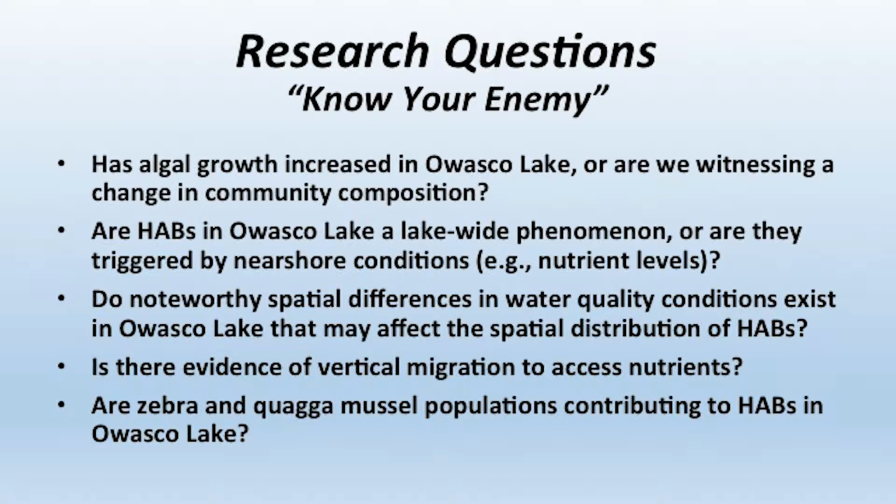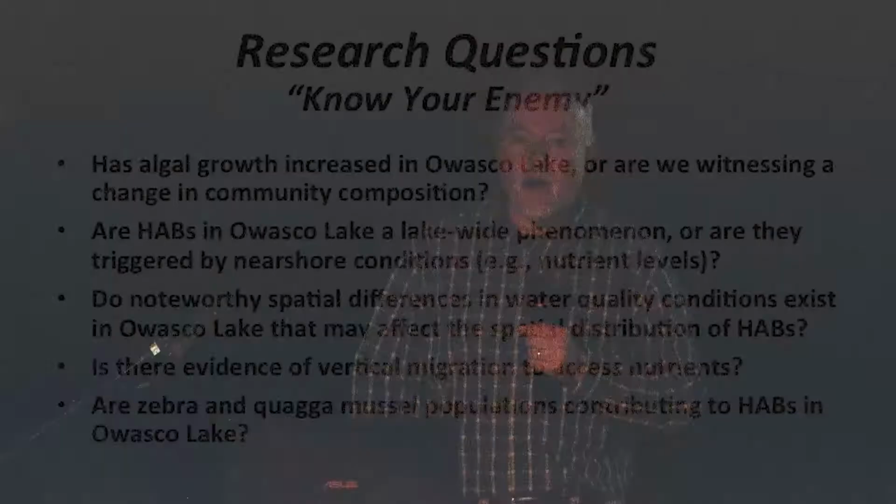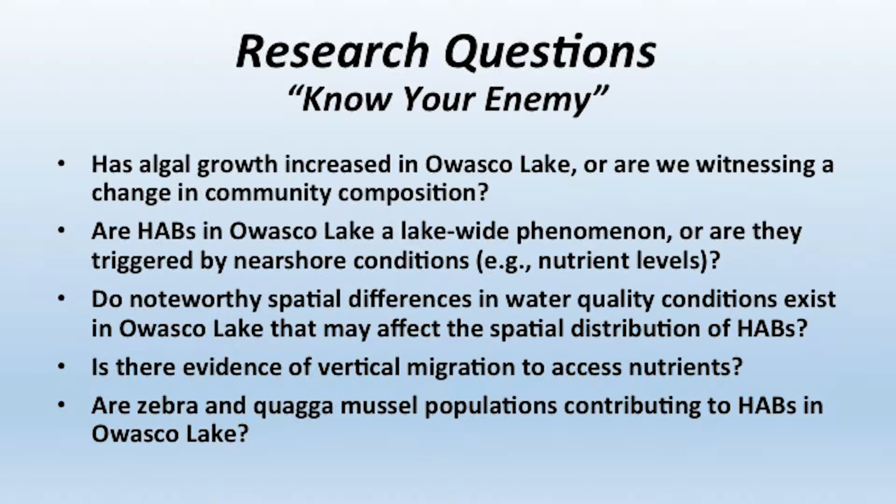Another question is there any evidence that cyanobacteria are migrating up and down in the water column? They're known to migrate down to lower waters where there's more nutrients, and they'll do that at night. And then when they're full of nutrients, they'll float up to the top and get in the light, and they'll do that day after day. It's important to understand whether they're doing that or not, and where they may be getting their nutrients. And finally, have zebra and quagga mussel populations changed, and does it look like they're contributing to this increase in harmful algal blooms? So I'm not going to answer all these questions today. I'm not sure I'm going to answer any of them, but I'll tell you what we've learned to date.